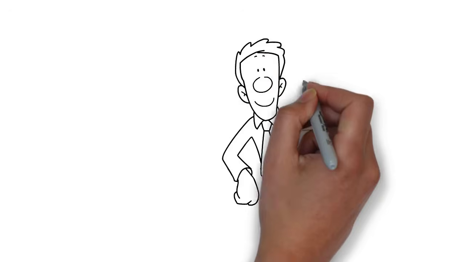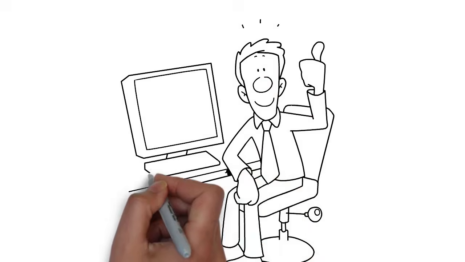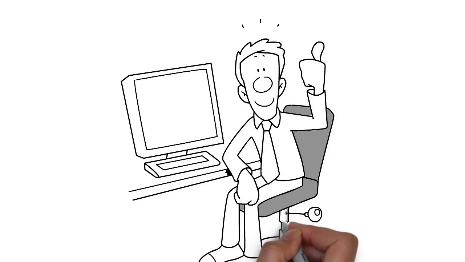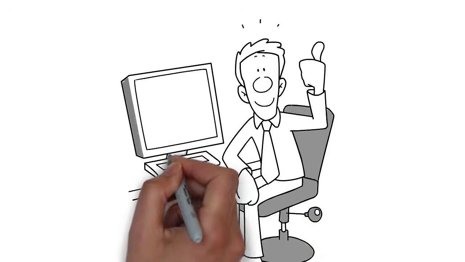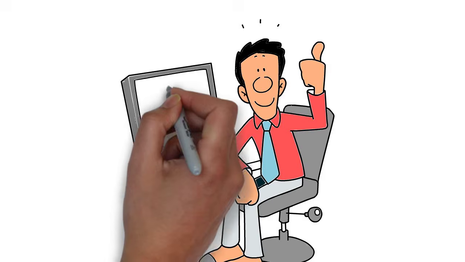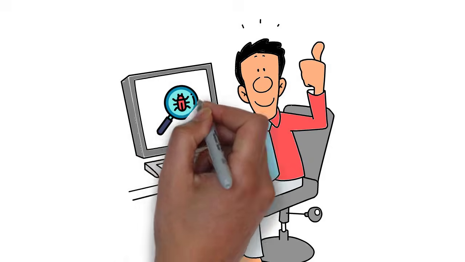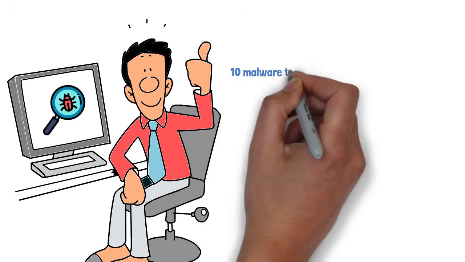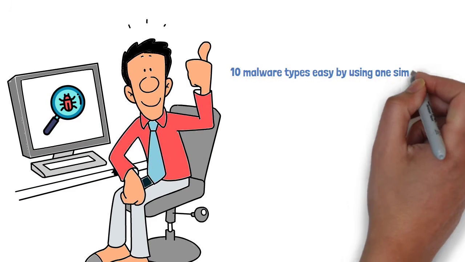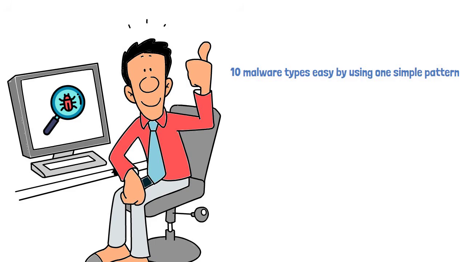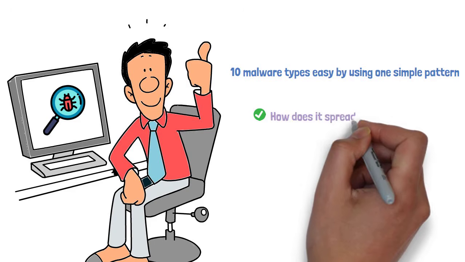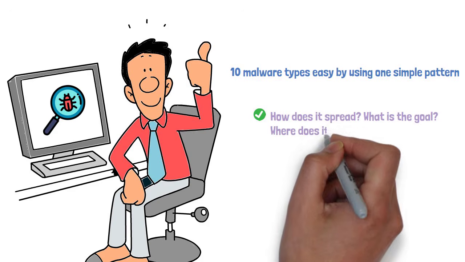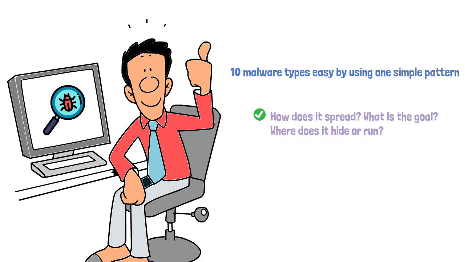Imagine you switch on your computer and everything looks normal until your files won't open, your browser starts redirecting, or your laptop fan sounds like it's running a marathon. That is malware. And in this video, we will make 10 malware types easy by using one simple pattern. For each one, ask yourself 3 questions. How does it spread? What is the goal? Where does it hide or run? Once you can answer those 3 questions, exams become predictable.